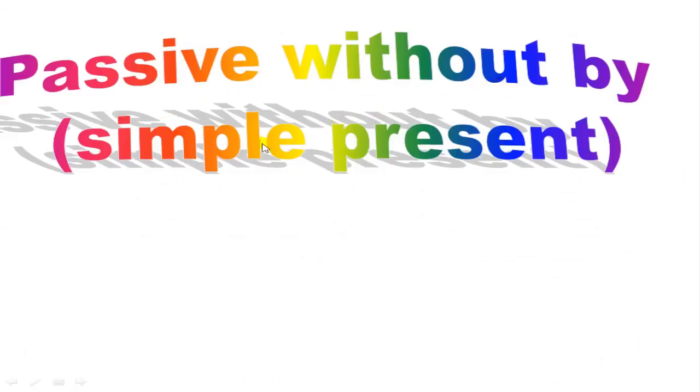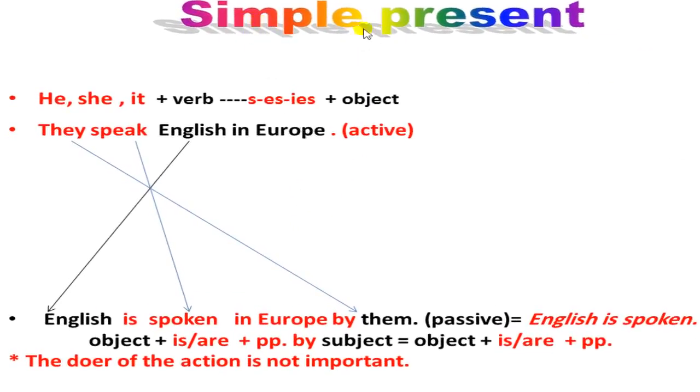Passive without by. Simple present. Do you remember simple present? He, she, it, verb plus s, es, ies. Plus object. This sentence is active. We, you, they, verb. Example: they speak English in Europe. So this is simple present and this is active. To make it passive, it will start with the object.